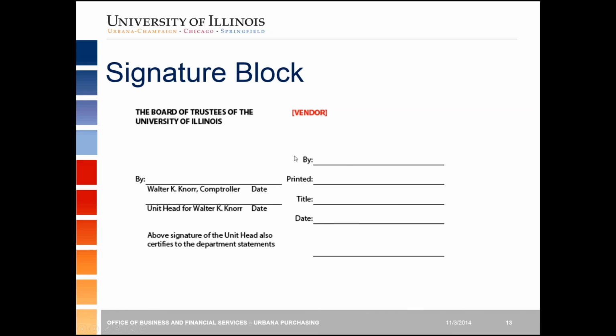The right side of the signature block is where the vendor will sign. Please note their actual signature appears on the line that says by, with the printed name on the next line. The department should have the vendor sign first, and full execution is a signature and date.